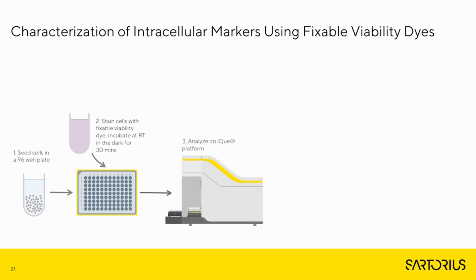So let's have a look at the workflow here for this particular kit. If you were looking at just staining your cells for viability, you could seed your cells in a 96-well plate, stain the cells with the fixable viability dye, and incubate at room temperature in the dark for 30 minutes, and then analyze on the iQue. So if you just wanted to look at basic cellular viability, you could perform that particular workflow.